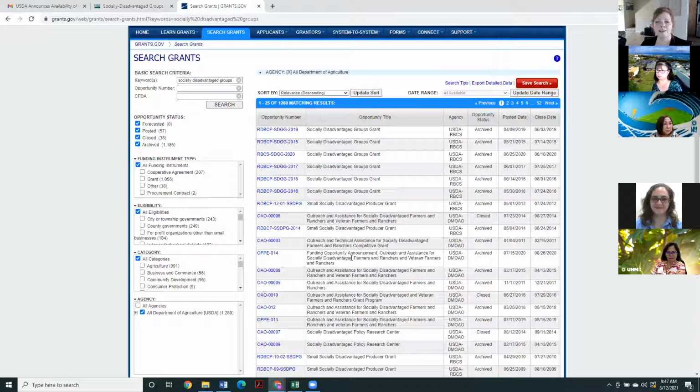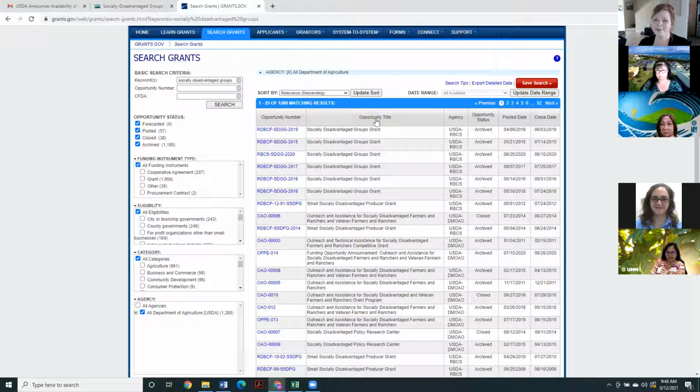So I have to say that different agencies aren't very good. The forecasted isn't very reliable, and with the archived and closed, some agencies archive theirs right away and some don't, and some are just different years. So if you're looking for something that's already been offered, you basically need to check both closed and archived here on the left-hand side.